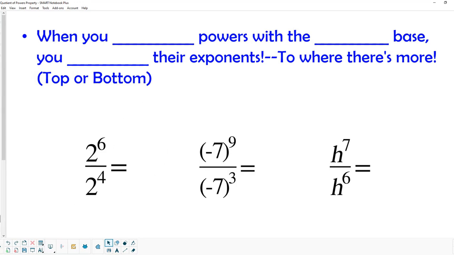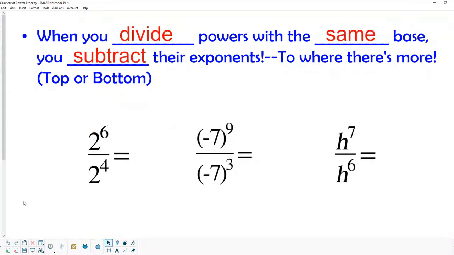So when you divide powers with the same base, you subtract their exponents to where there's more. So you subtract the smaller exponent from the bigger exponent, top or bottom. And that rule will just kind of simplify things all around for us.